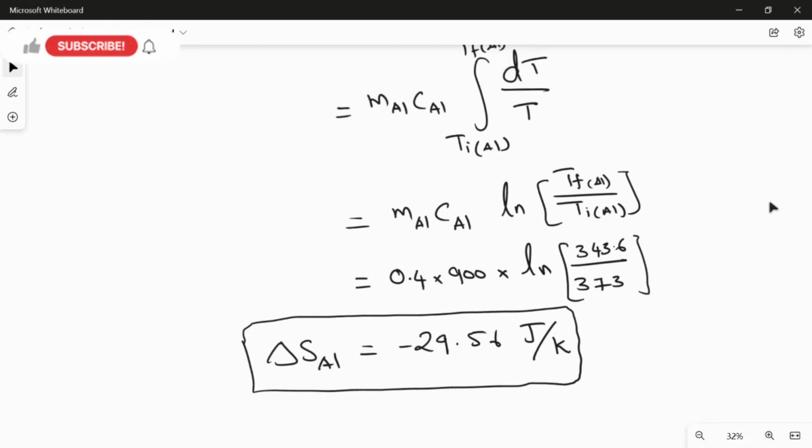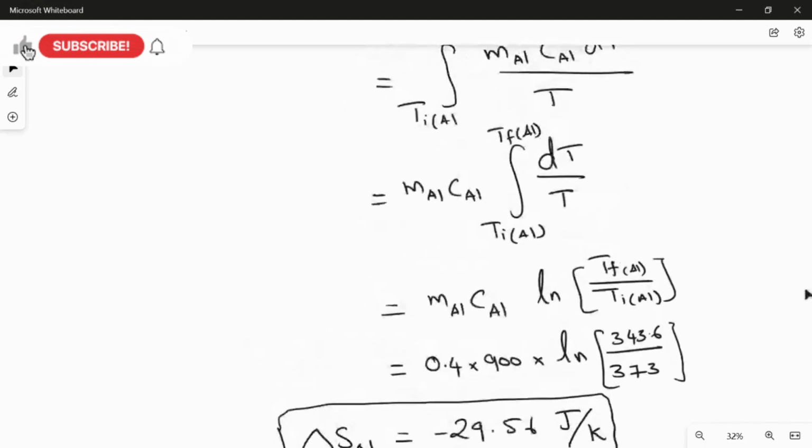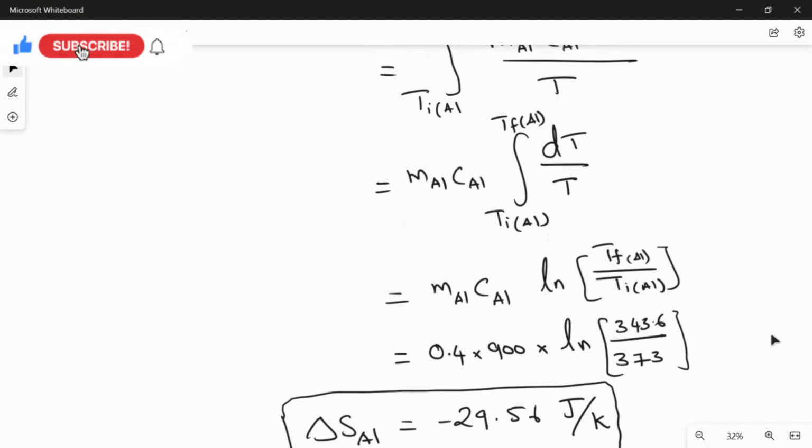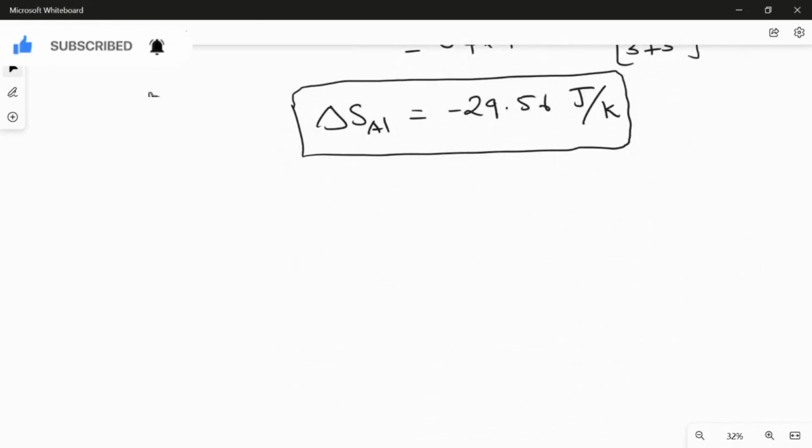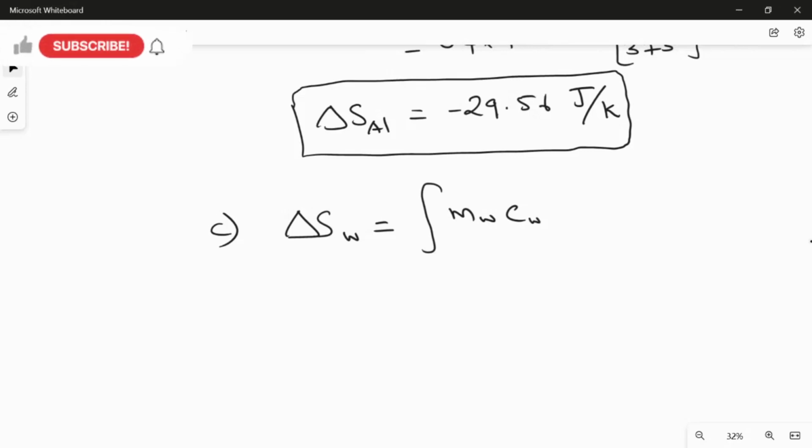In a similar way, I'm going to find the entropy change for water. So we are going to use the same method for calculating the entropy change for the water, which is our part C, the third part of the question. I'm going to use the same rule, integration of m of water, that is mass of the water, the specific heat capacity of the water, and dT over T. And here we have to use the initial temperature of the water and the final temperature of the water.